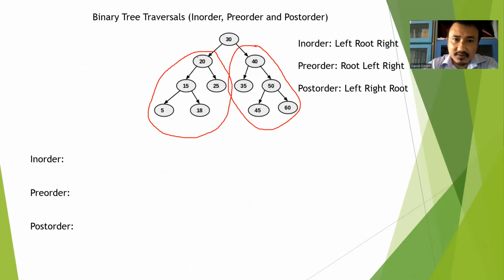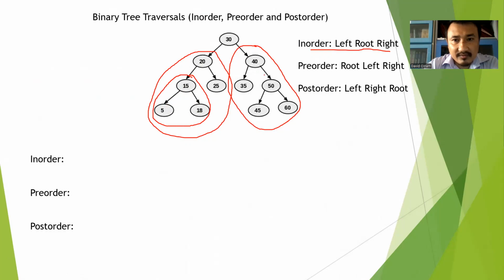Considering 20 as a root node, it has a left child and a right child. In this subtree again, we follow the same method: left, root, and right. First, we will go with the left. Then we check again, and there is another subtree here. For this subtree, 15 becomes the root node, with 5 as the left child and 18 as the right child.